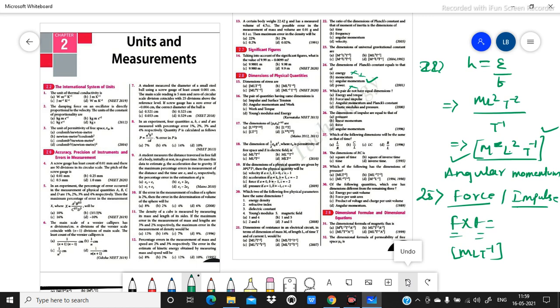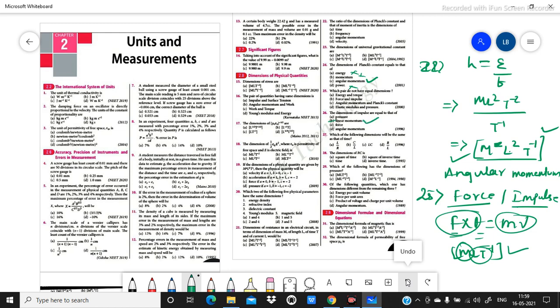That is linear momentum. So linear momentum is also carrying this dimension, because linear momentum is mass into velocity, which is nothing but force into time. So impulse and linear momentum, they both are the same. You just remember this: the dimension of impulse is equal to that of linear momentum.